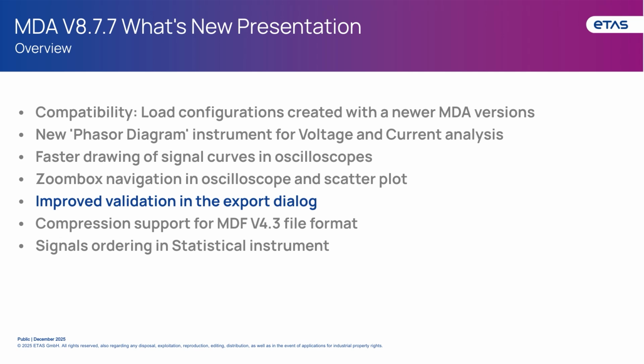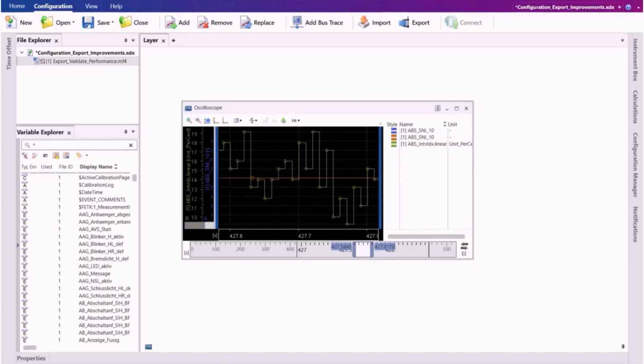In this section, I'd like to highlight the improvements made to the export measure file dialog. In previous MDA versions, exporting measured data involved a validation step that could be quite time-consuming. The validation was triggered when the dialog was opened and again every time a parameter was changed. For example, the start or end time, the selected file format, or other settings.